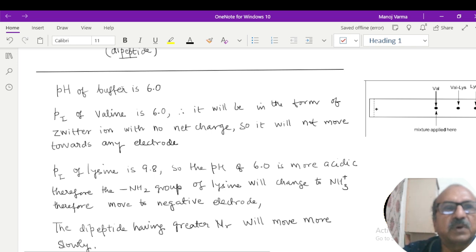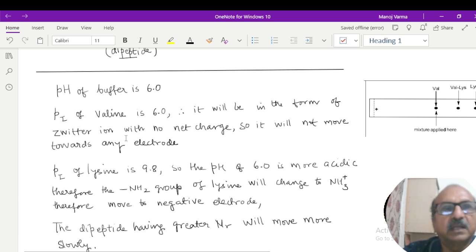See, the pH of buffer is 6 and the isoelectric point of valine is 6. So isoelectric point is the pH at which the amino acid is in the form of a zwitter ion. So since these two are identical, therefore valine will be in the form of the zwitter ion with no net charge. So it will not move towards any electrode during electrophoresis.